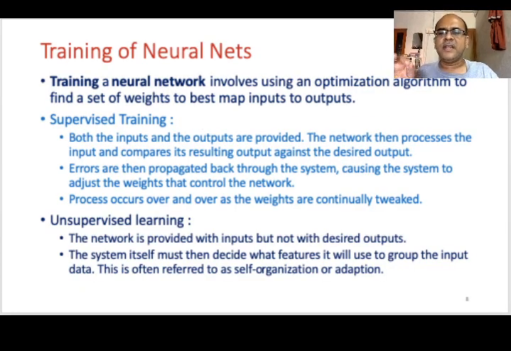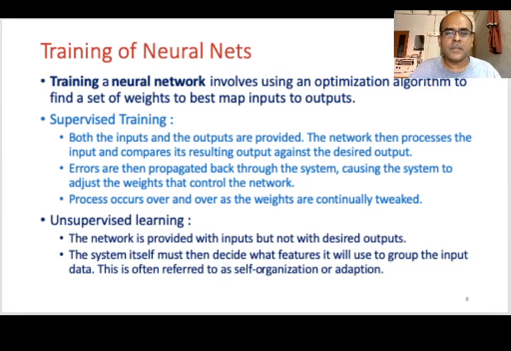How I train the neural network is very important and is a key factor in order to obtain accuracy and other statistical parameters. So when you talk of training a neural network, it is important to note that there are two ways you can train it. The training is a very important phase because it involves an optimization algorithm that will find a set of weights that will map the inputs to the outputs.